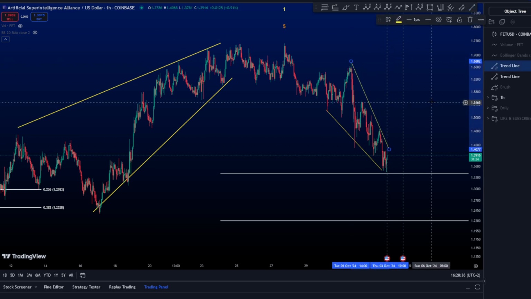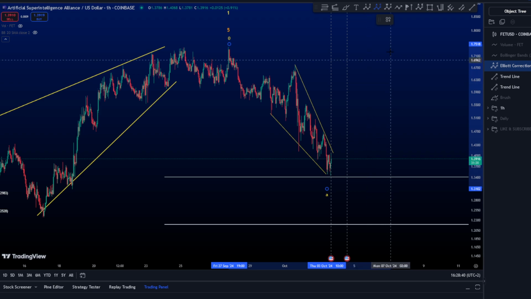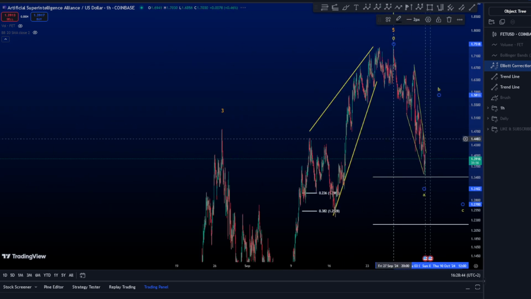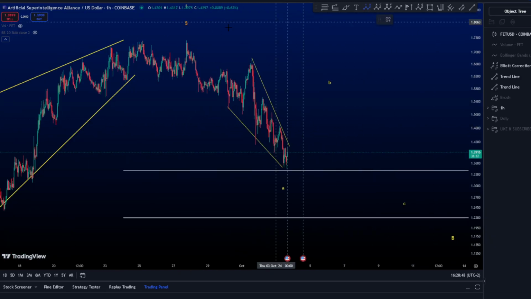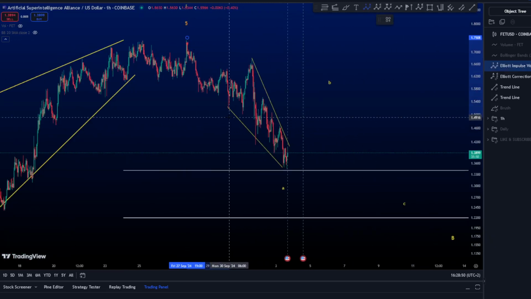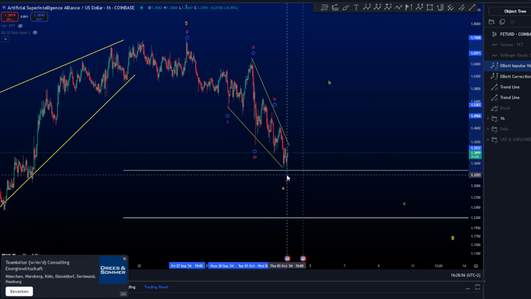So this is your contracting diagonal, where you have a possible A, B, and a C, right? We want to see a zigzag here for this correction. So if we want also to set our 1, 2, 3, 4, and a 5, perfect.